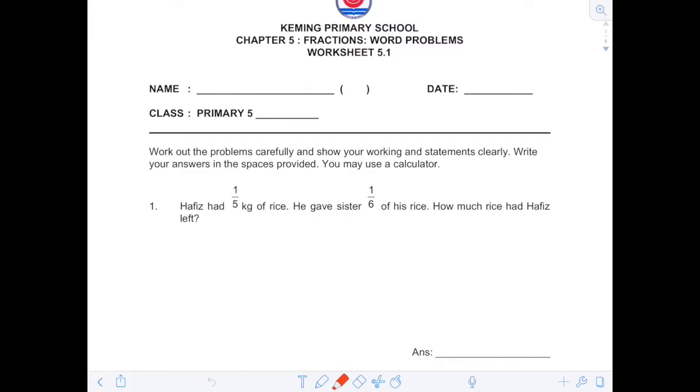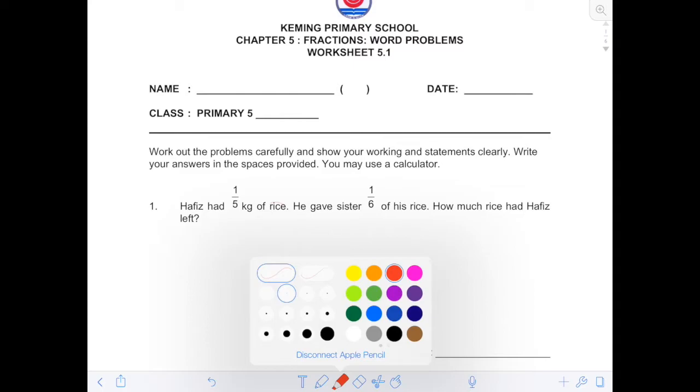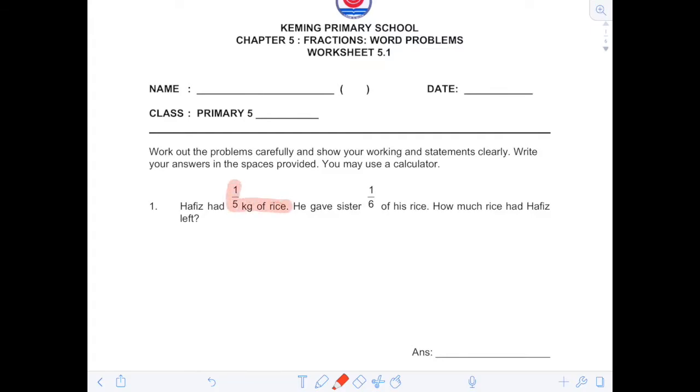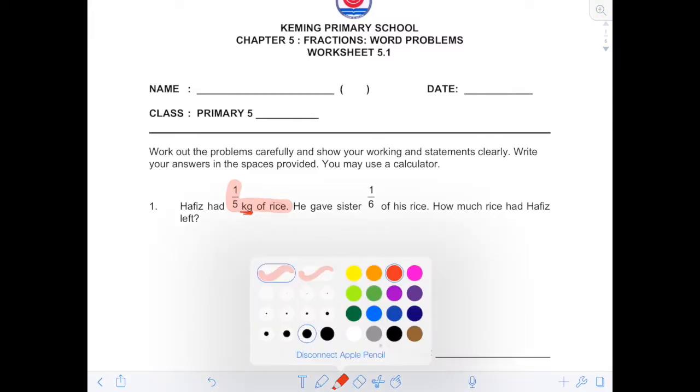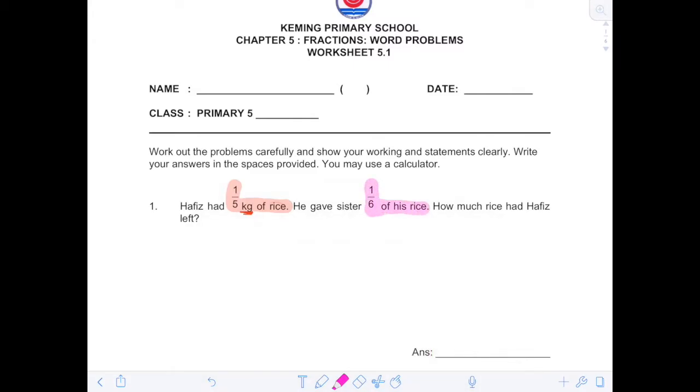Hafiz had 1/5 kg of rice. He gave his sister 1/6 of his rice. How much rice had Hafiz left? For this case, you will see Hafiz has 1/5 kg of rice. This is a quantity because there's a unit over here, this kg. And for this part, he gave his sister 1/6 of his rice. In another color, this does not have a unit. So if it doesn't have a unit, you have to use the model to solve it.